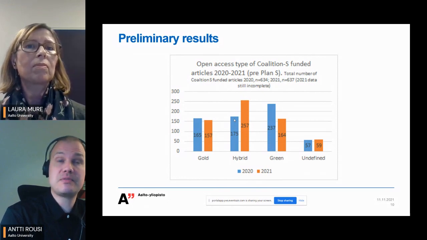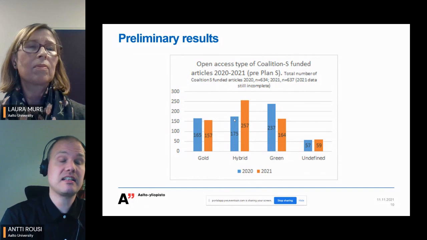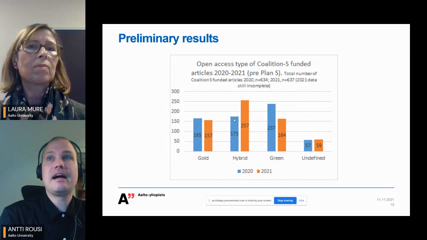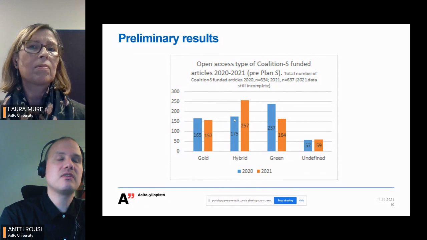And this is again the pre-Plan S era, and we can see how this dynamic changes when we start getting projects that operate under the Plan S principles. There's also some undefined, so that's also a data quality issue. So now we notice that we should have those checked.